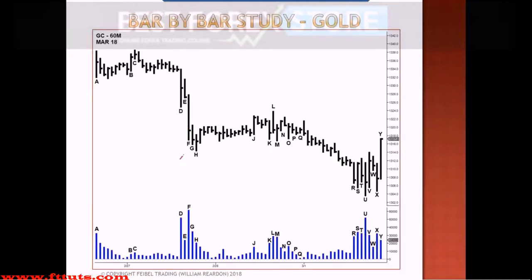Then bar G. What do we note about bar G? Well, again, an interesting bar. It's a third of the spread of F.